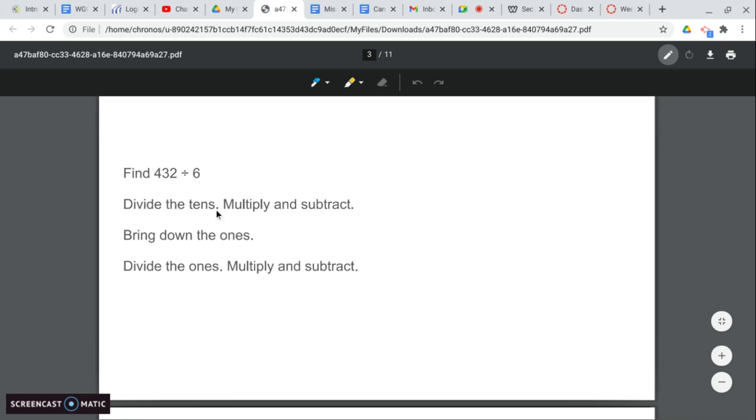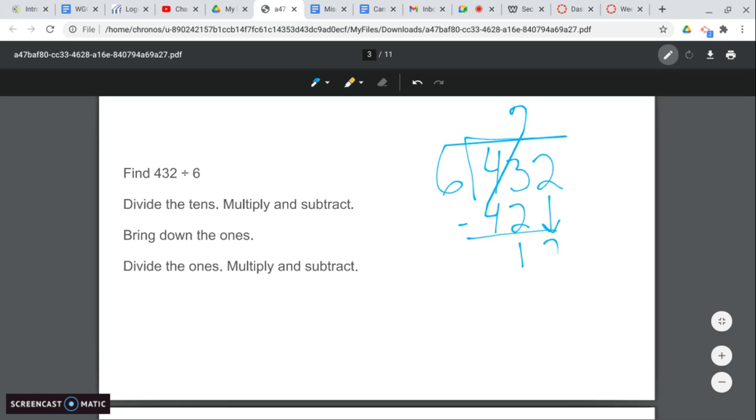So first we divide the tens, multiply and subtract, then bring down the ones, divide the ones, multiply and subtract. So what that all means is we write it just like this. How many times can 6 go into 4? It can't. How many times can 6 go into 43? Well, 6 times 7 is 42. So we put a 7 here. And we subtract these. So 43 minus 42 is 1.